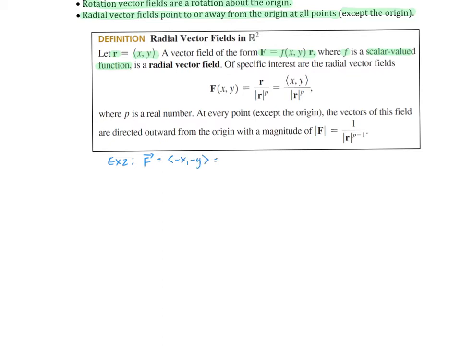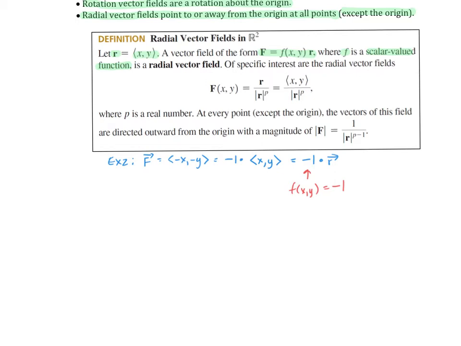Well, we could write that as negative 1 times x, y. So notice that this would be negative 1 times r. It's a radial vector field. F is a scalar valued function, and this is our f. It's equal to the scalar negative 1. So that's what they mean by a scalar valued function. So all radial vector fields will take that form, as our example 2 did as well.